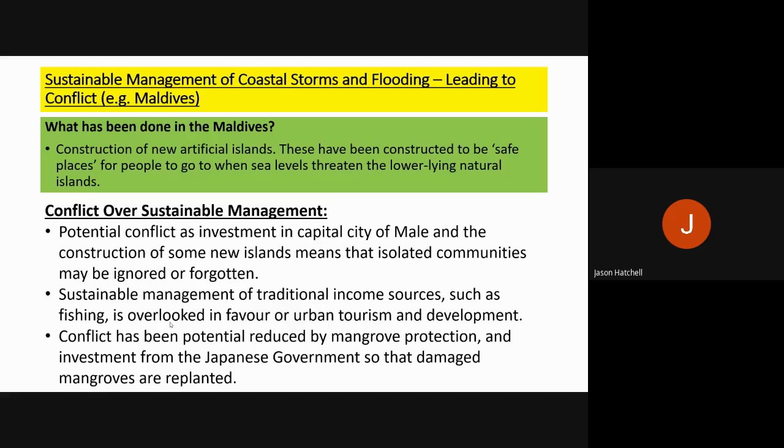So the Japanese government has had a role here in helping to replant mangroves, which are tree, grass, and plant areas by the coastline, which act as an environmentally friendly way of sucking in carbon, but also act as a good way of reducing erosion and flooding. Now, these have been planted to try and protect the coast a bit more. So that's one way that the conflict has tried to be resolved. But again, in future, as sea levels rise, the Maldives is likely to be a place where there is more conflict due to the lack of protection for people living on some of the islands in the Maldives.